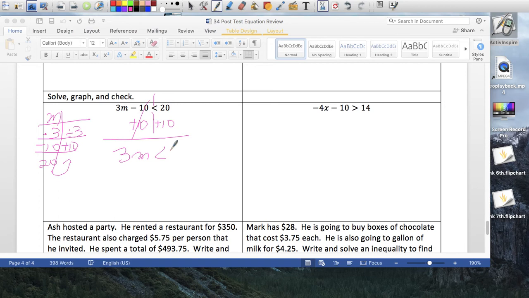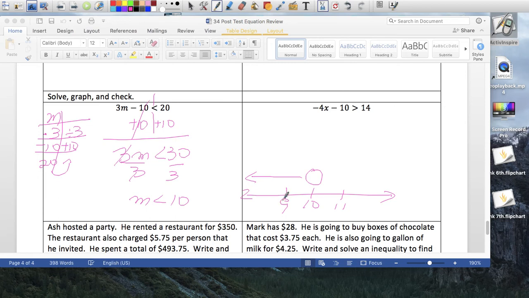3m is less than 30. Divide by 3, divide by 3. Cross out. m is less than 10. Graph 10, with an open circle at 10, and shade the numbers below it.